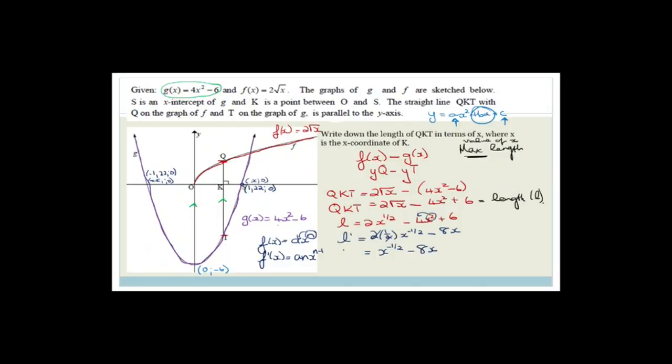And in order to find the maximum length, what do we need to do? We need to let this equal 0 for max. So we're going to solve for x now. So let us erase all of this.